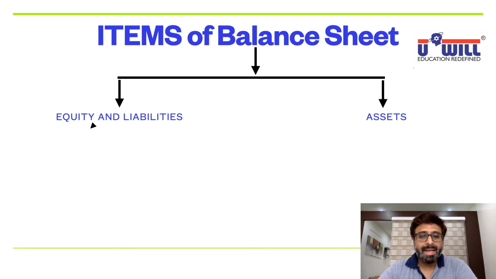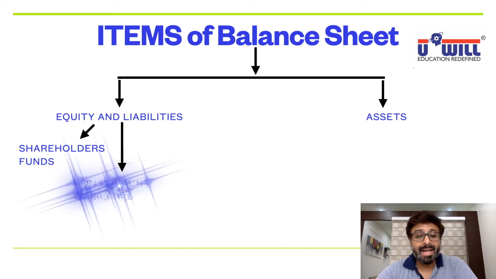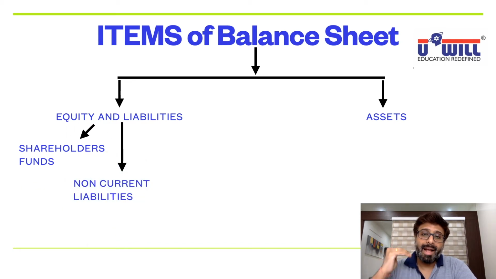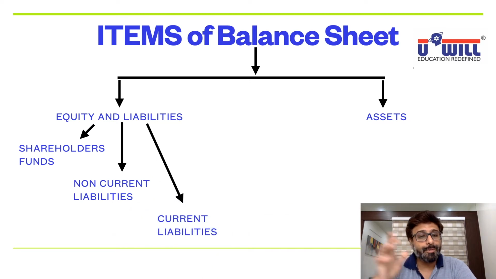Now there are three main headings to be given in equity and liabilities. First is shareholders funds, owners' money. Shareholders funds form basically part of this equity. Within liabilities we'll have two types of liabilities. Non-current liabilities, which are payable after 1 year period of time, and current liabilities, which are payable within 1 year period of time. So three headings will come in equity and liabilities side.